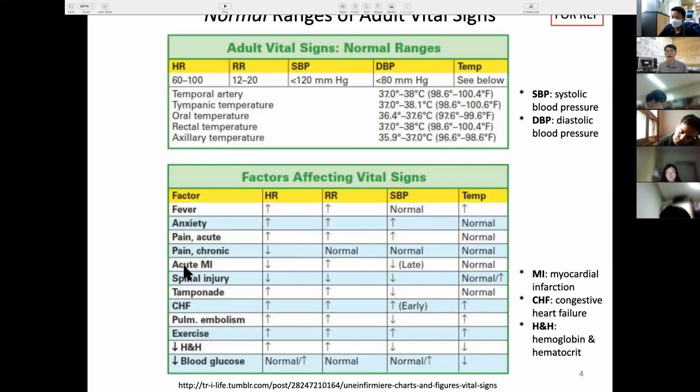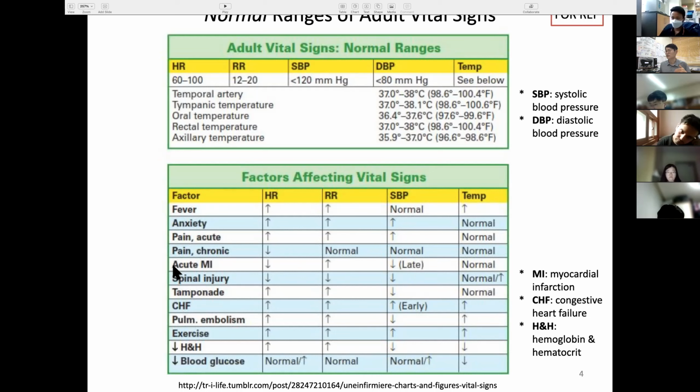For example, acute MI. You guys know MI is myocardial infarction. When there's a myocardial infarction, which is usually a blockage of a coronary artery, it debilitates the heart function, so the heart rate comes down. While you have to compensate, so you increase your respiratory rate, and because of the function of the heart, let's say the left ventricle is compromised, your systolic blood pressure goes down.